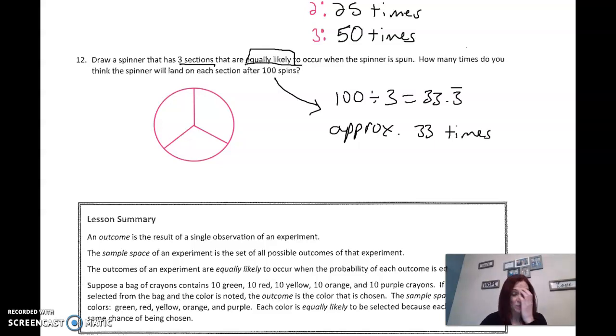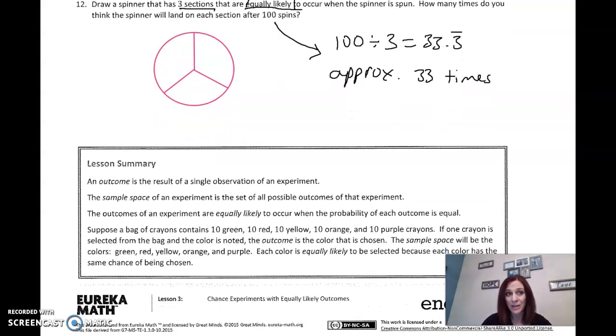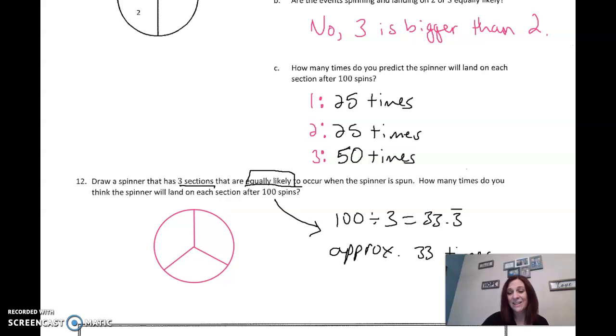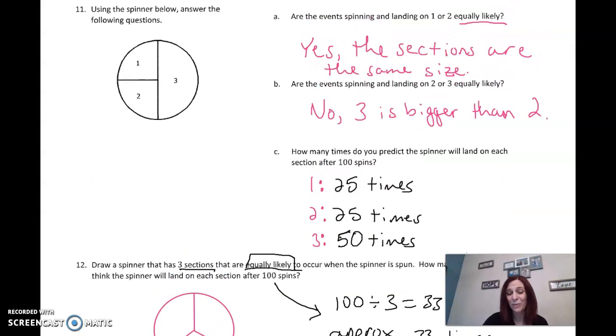Okay, so again, in our summary here, an outcome is the result of a single observation. The sample space is the set of all the possible outcomes. And the outcomes of the experiment are equally likely to occur if the probability of each outcome is equal. Kind of like in this circle, whereas this circle up here, not so much. Okay, so again, we just keep building our knowledge of probability and chance experiments.